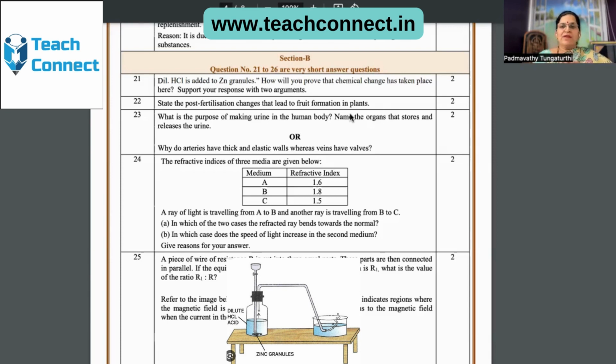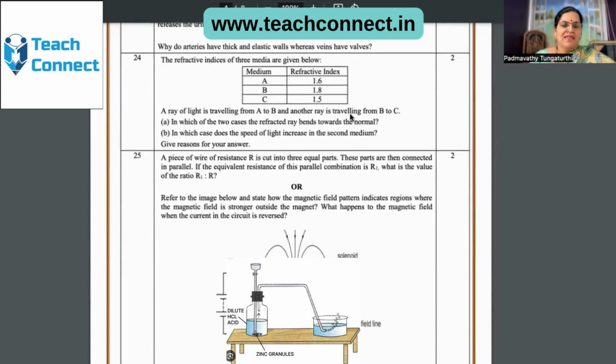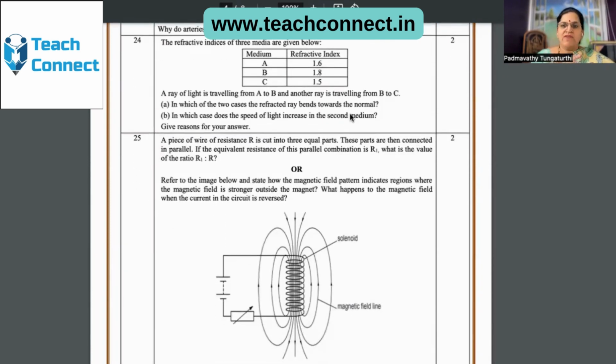And if you want to write that the temperature has increased because this is an exothermic reaction, a temperature change is observed. These are the things the student is supposed to write. Therefore, the teacher must train the student to observe the intricacies of the question. Now we are only analyzing the physics and chemistry part of it. Therefore, we'll jump to question number 24.